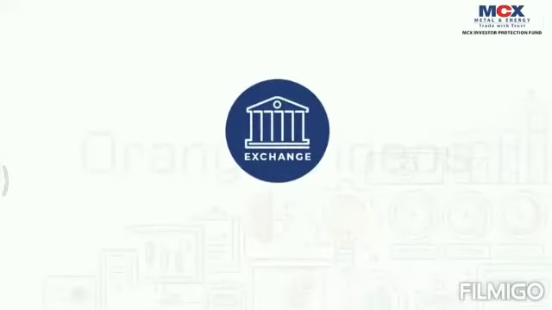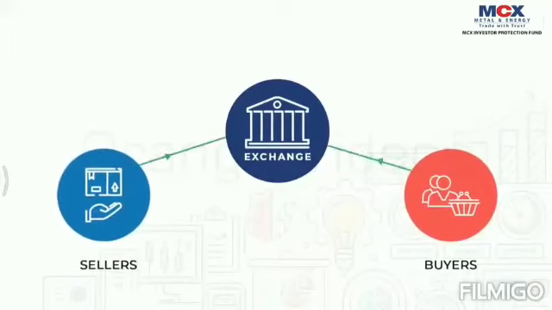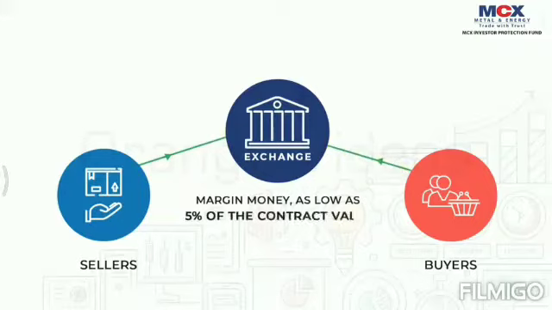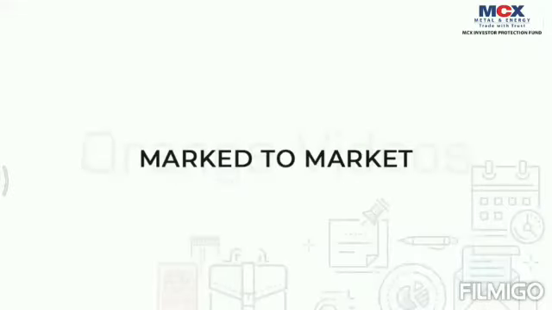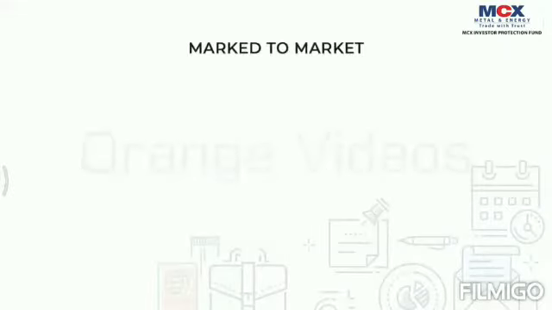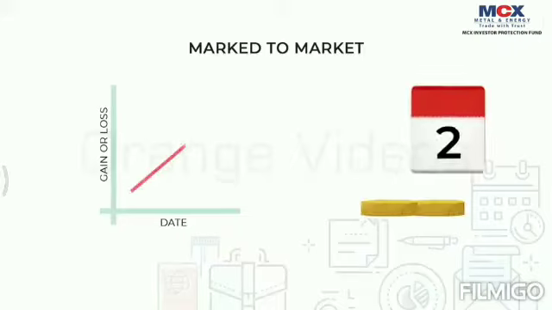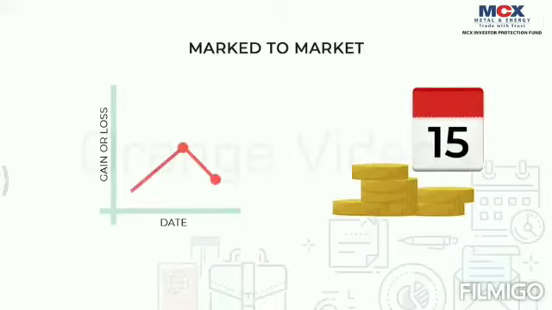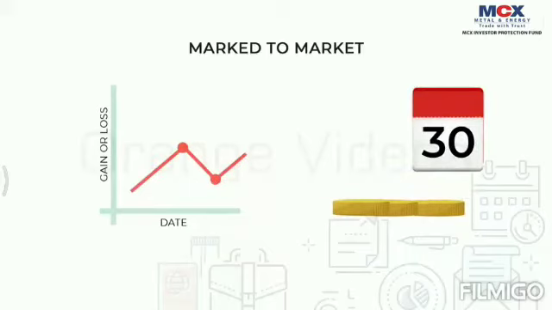When entering a futures contract, buyers and sellers have to pay margin money, which can be as low as 5% of the contract value of the commodity. The money is blocked in your account and the amount is marked to market at the end of each day. Mark to market means the value of the contract at the closing price of the futures contract of that day. It is an arrangement where the profit and losses of a futures contract are settled each day.